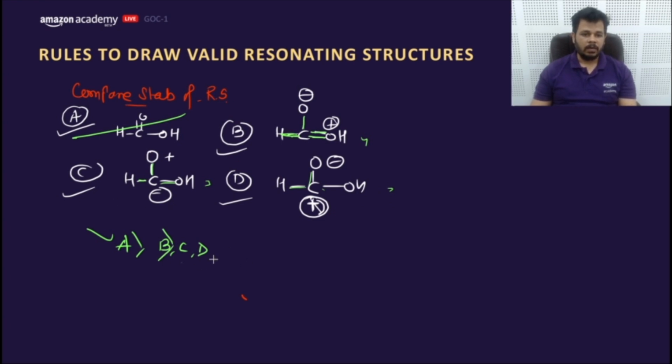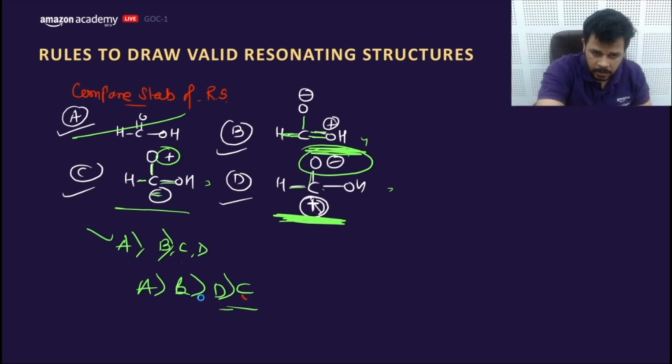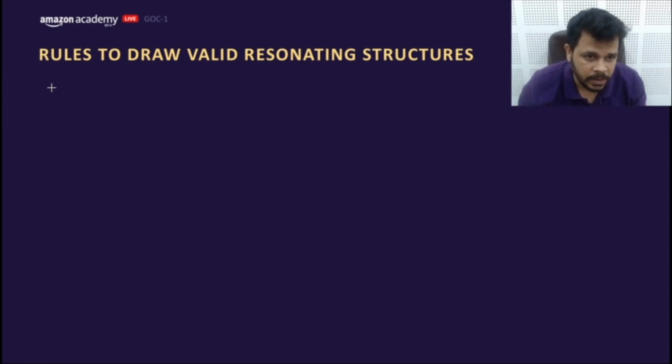Now it comes to C and D. The third rule says a closer approach of positive and negative. They have the same distance between positive and negative, so the third rule is struck out. The last one: positive charge is more stable on less electronegative, that means carbon, and negative charge is more stable on more electronegative, that means oxygen. So the answer would be A, then B, then D, then C. Very correct. You correctly answered the question.